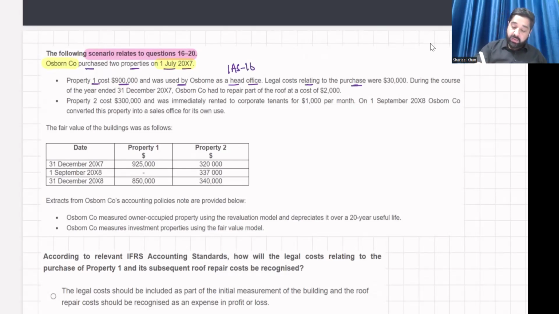Legal cost relating to purchase were 30,000. Legal cost is a directly attributable cost and it should be capitalized by the Osborn Company.